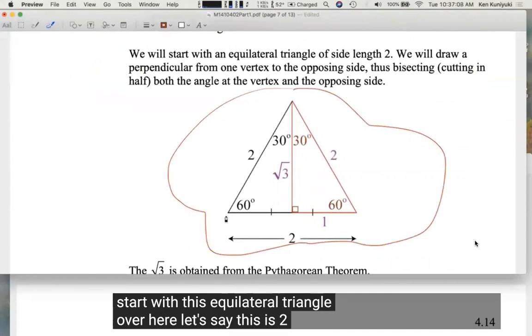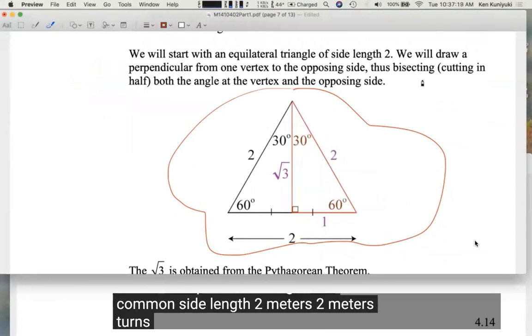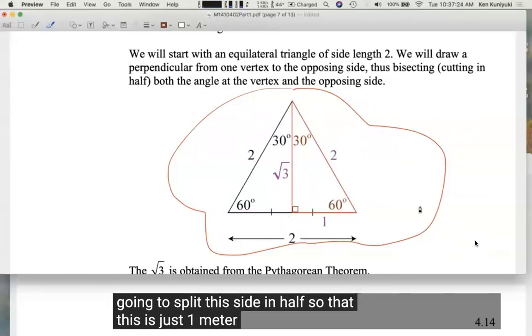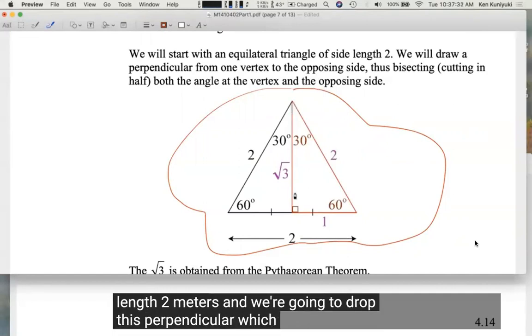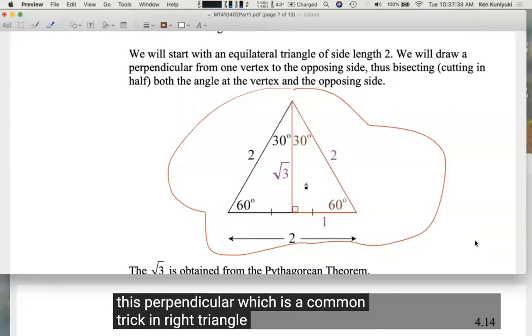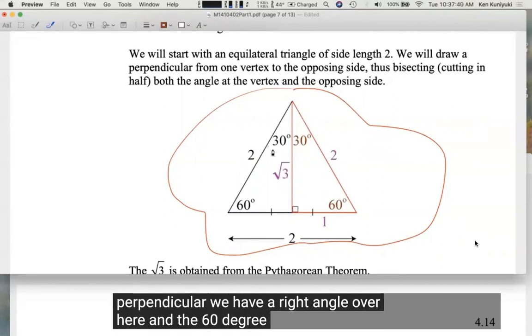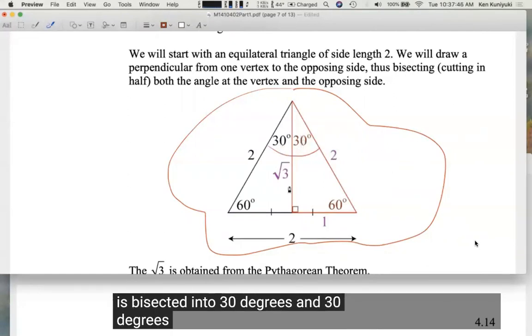Let's say this is 2 meters, 2 meters, 2 meters. So this big triangle here is an equilateral triangle with common side length 2 meters. 2 meters turns out to be convenient because we're going to split this side in half so that this is just 1 meter. Okay, so we start with this equilateral triangle of side length 2 meters, and we're going to drop this perpendicular, which is a common trick in right triangle trig. We drop a perpendicular, we have a right angle over here, and the 60-degree angle over here is bisected into 30 degrees and 30 degrees.